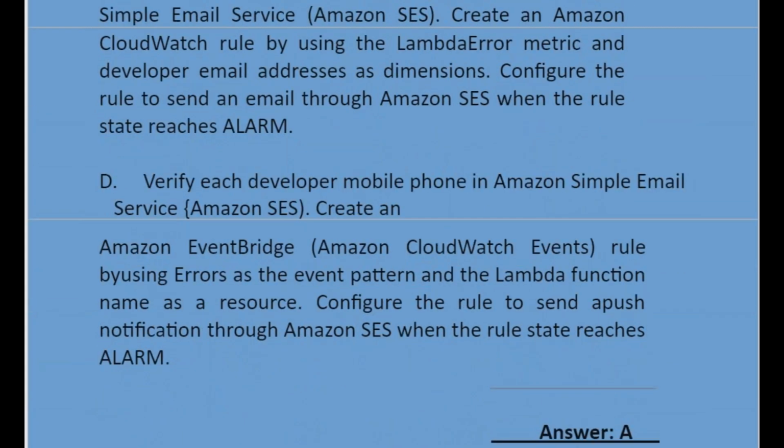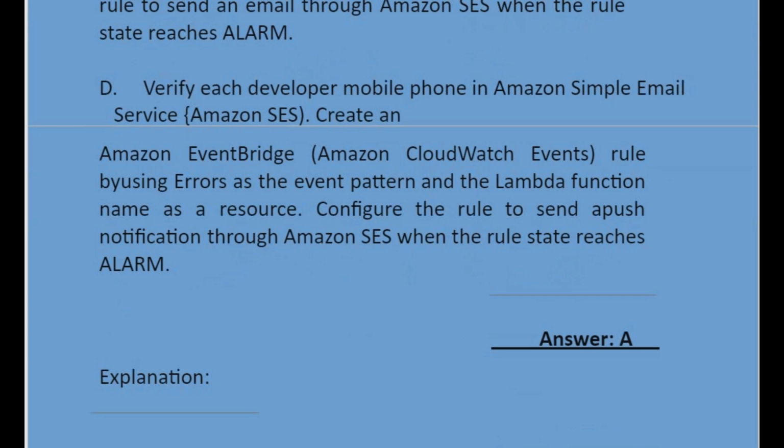Option D, verify each developer mobile phone in Amazon Simple Email Service (Amazon SES). Create an Amazon EventBridge (Amazon CloudWatch Events) rule by using errors as the event pattern and the Lambda function name as a resource. Configure the rule to send a push notification through Amazon SES when the rule state reaches alarm. Correct answer is option A.